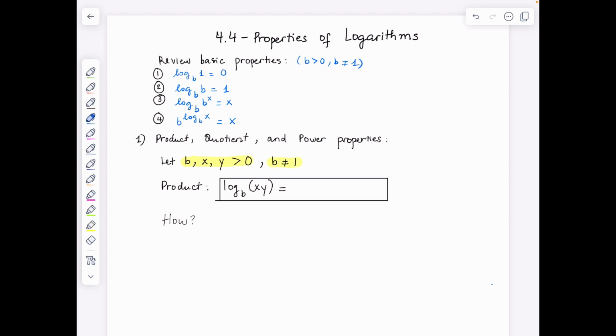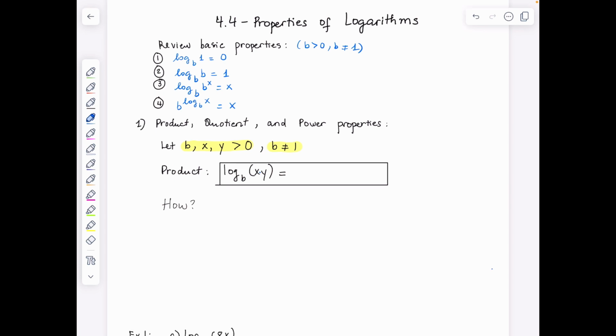So product property is, if we have log base b of x times y, since nothing is written in between x and y, we assume that that's a multiplication symbol. Then this is equivalent to log base b of x plus log base b of y.